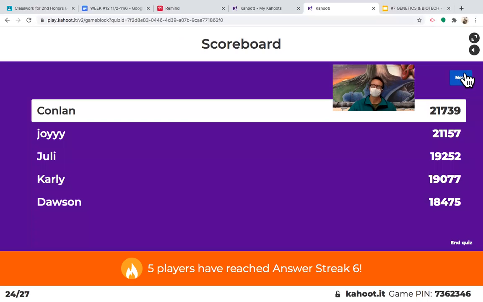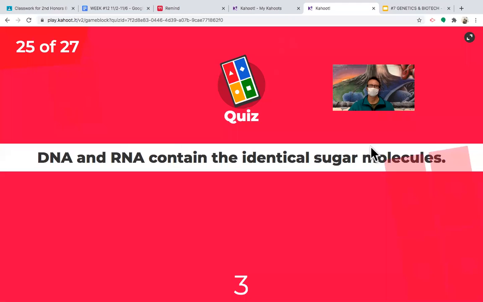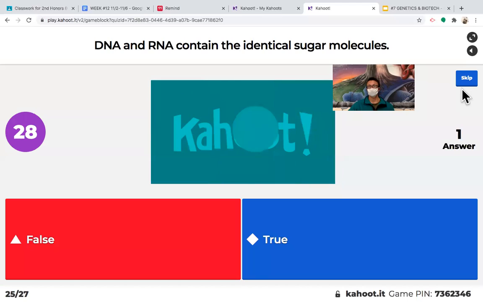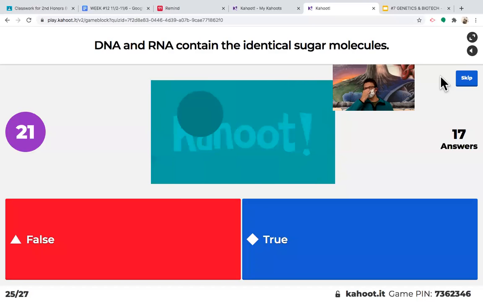I'm never going to throw you a quiz question or exam question like that. Next: DNA and RNA contain identical sugar molecules. True or false? Do they contain identical sugar molecules? And when I mean identical, I mean identical. Because in chemistry, slight variations can have very profound effects.